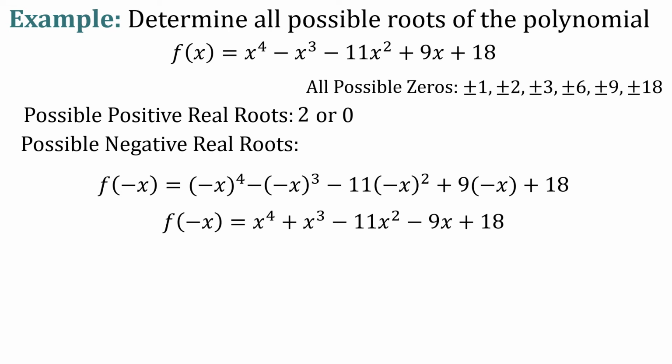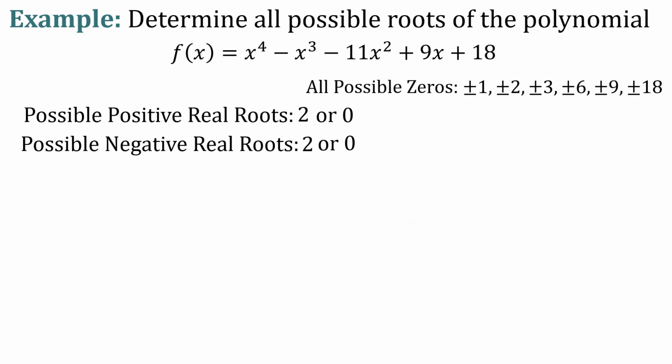So analyzing this polynomial, we see positive x to the fourth, positive x cubed, no change there. Positive x cubed to a negative 11x squared, there is a change there. Negative 11x squared, negative 9x, no change. Negative 9x to a positive 18, there is a change. So once again, we have possibly two negative real roots, and then 2 minus 2 is 0. So we're either going to have 2 or none.